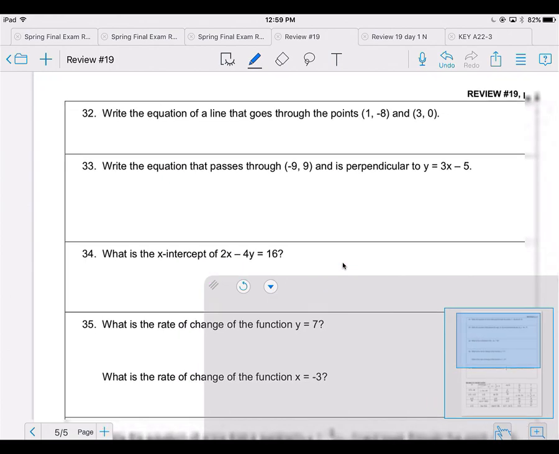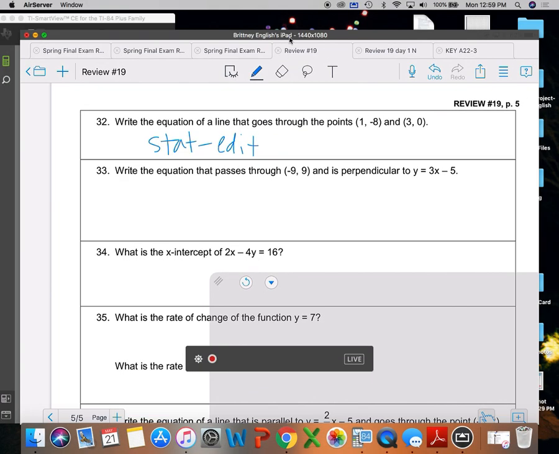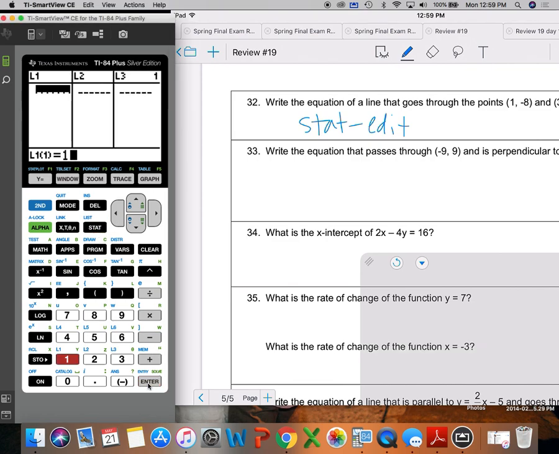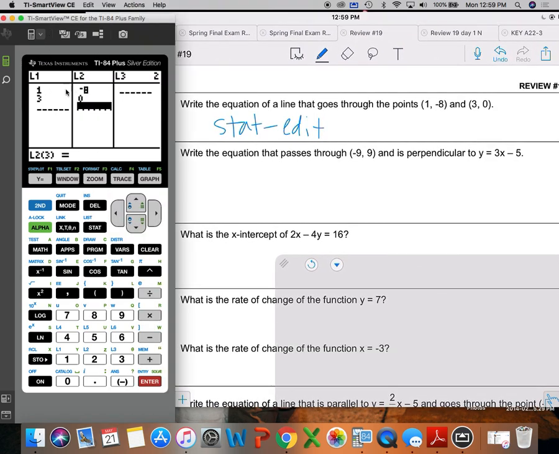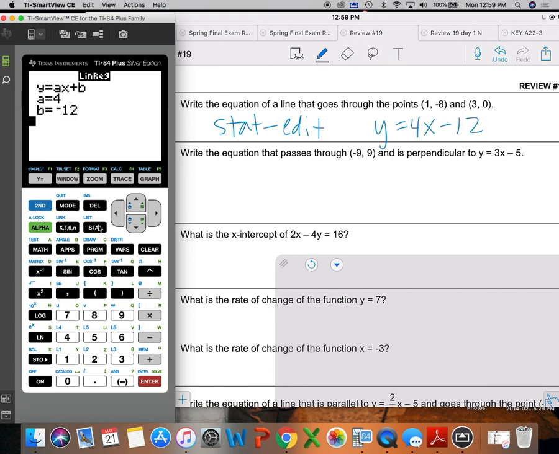Problem 32, they want me to write the equation of a line through 2 points. So for that, I will use stat edit. So I go stat edit and enter my points. I have 1 and 3, -8 and 0. Please remember that you have to type the points in like you see them. 1 needs to go with -8, 3 needs to go with 0. I click Stat Calc 4, and my equation is 4x minus 12.